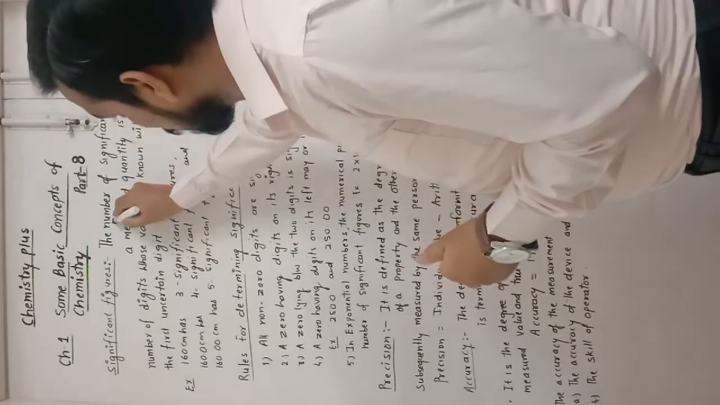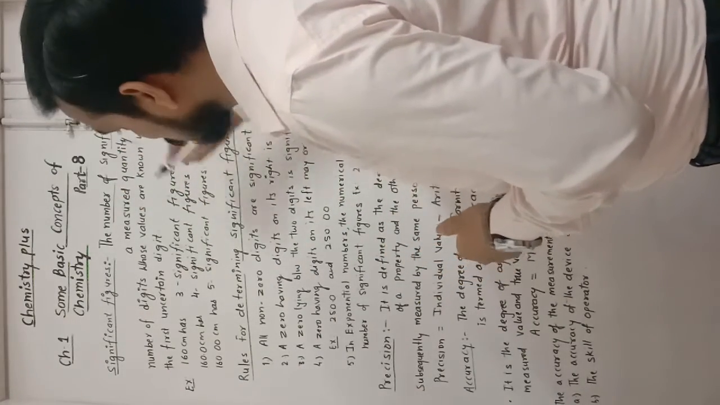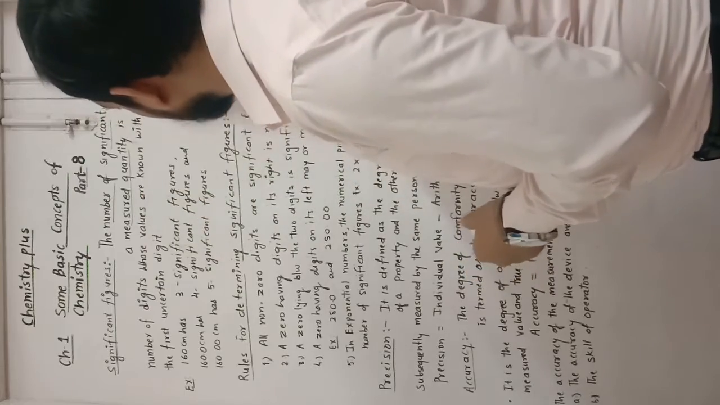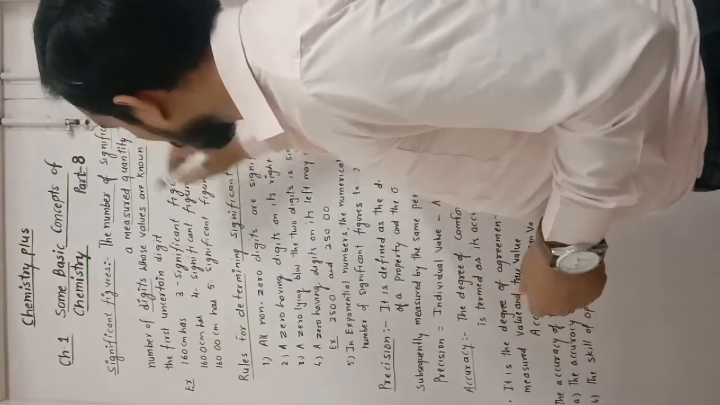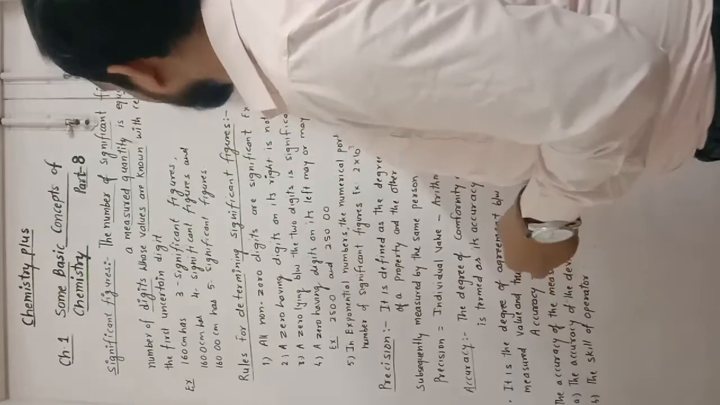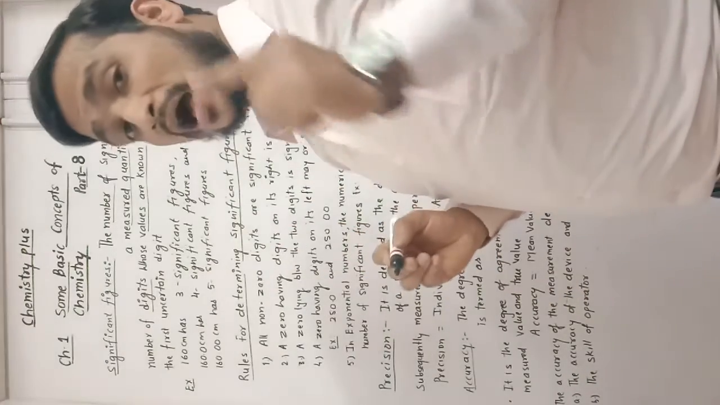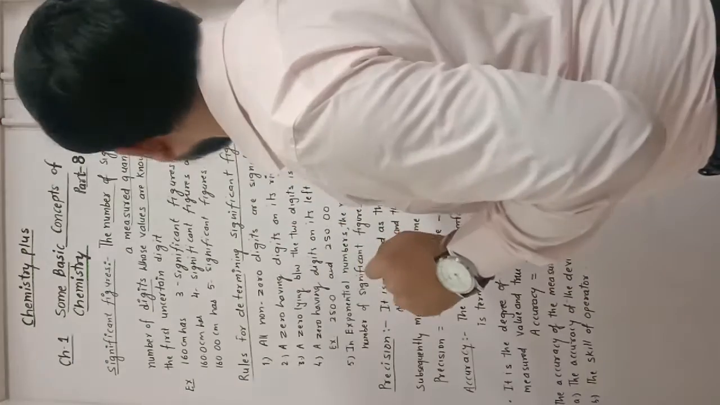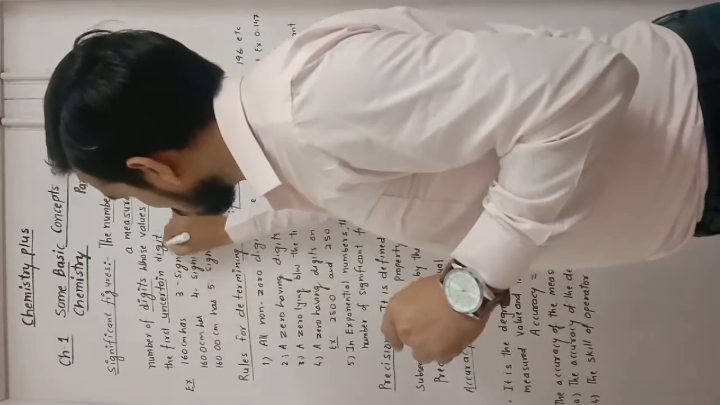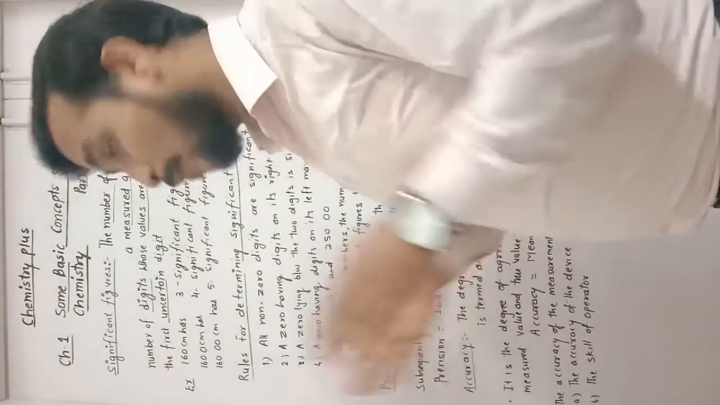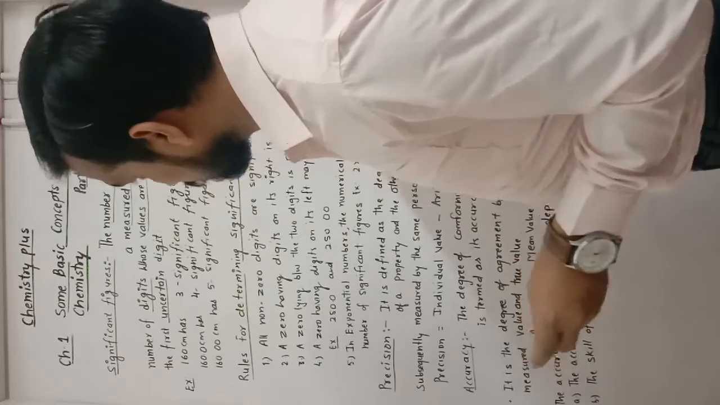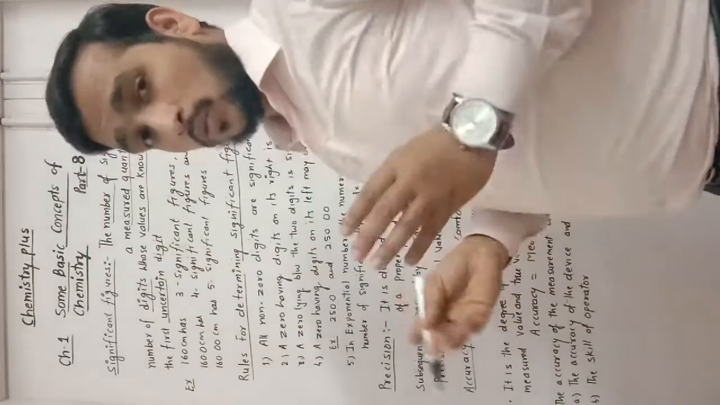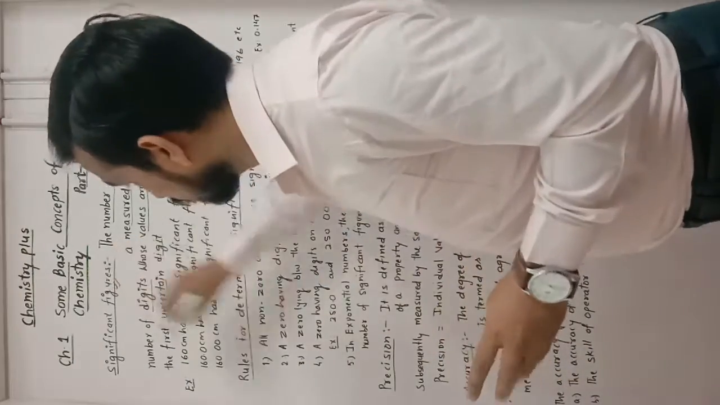Basically, the number of significant figures in a measured quantity is equal to the number of digits whose values are known with certainty. I repeat, whose values are known with certainty, plus the first uncertain digit. If we combine these two things, the digits known with certainty plus the first uncertain digit give us the significant figures.